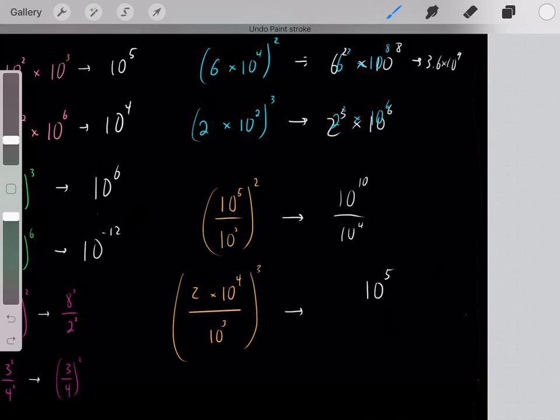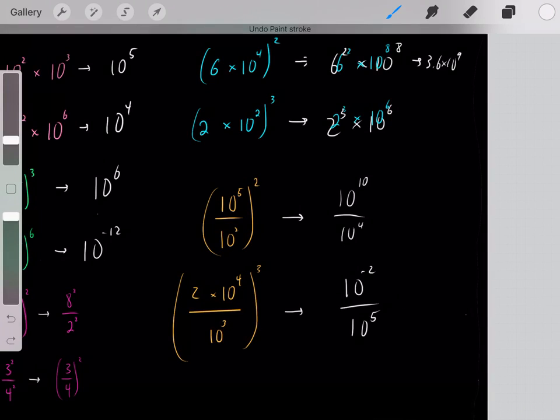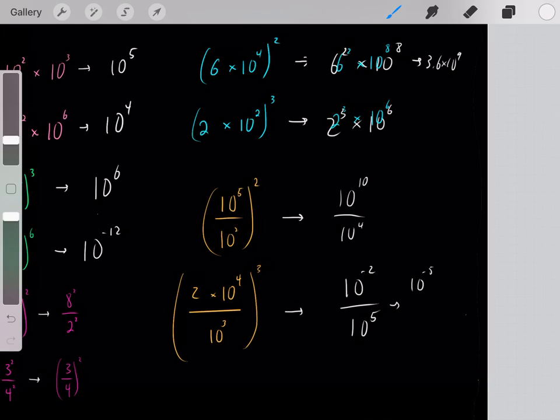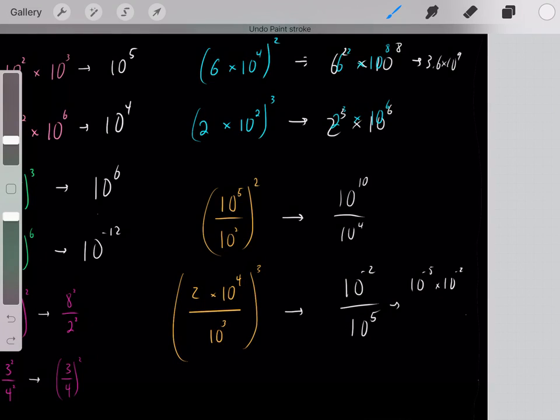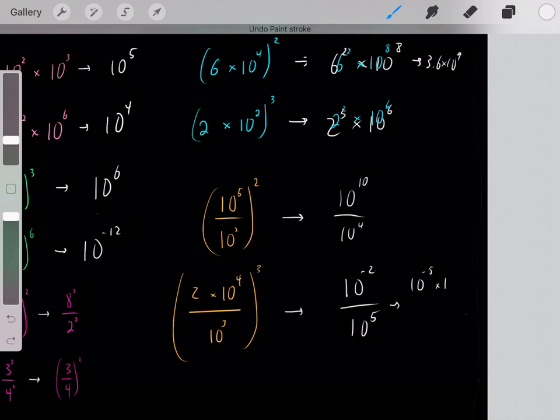For example, what if we had something like this? 10 to the negative 2 divided by 10 to the 5. This is the same thing as 10 to the negative 5 times 10 to the negative 2. So that's just another rule. When you have something in the denominator, when you throw it upstairs, you simply just change the sign. So instead of 10 to the 5, throwing it upstairs is 10 to the negative 5. Again, these are just some rules you really need to know while doing the MCAT.